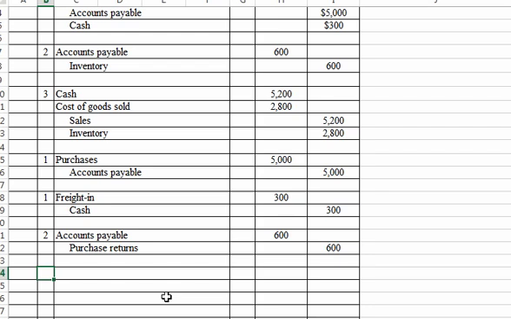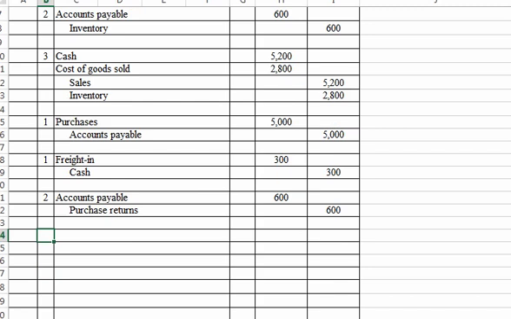Okay, and then merchandise costing $2,800 was sold for $5,200 cash. Okay, here on number 3, we're going to debit cash for 5,200. We're going to credit sales for 5,200. But no entry is made for cost of goods sold, and no entry is made to reduce the inventory account under the periodic system.